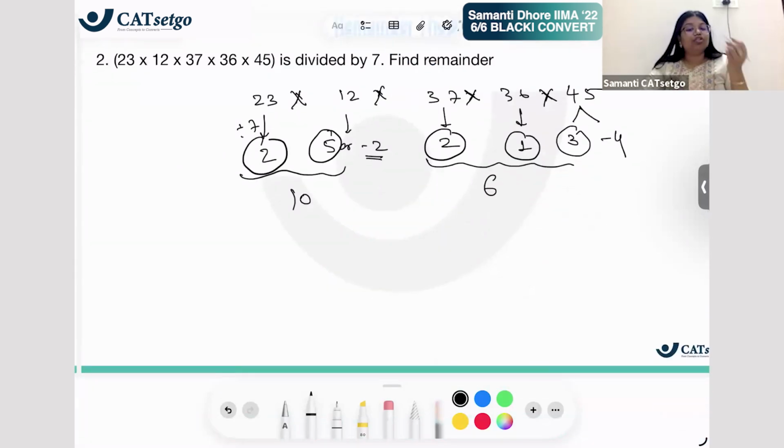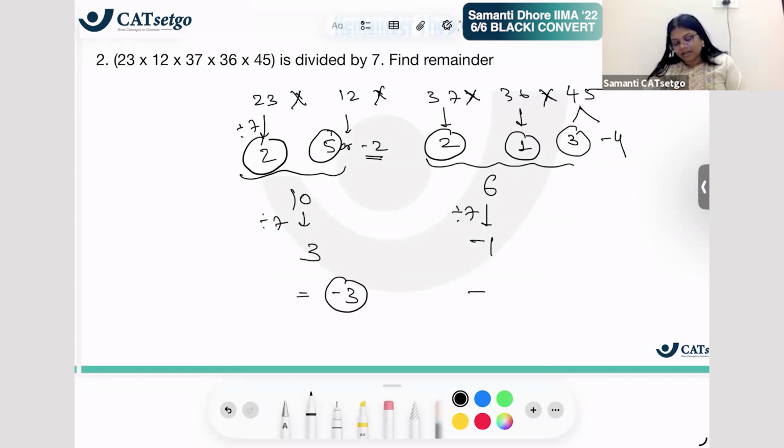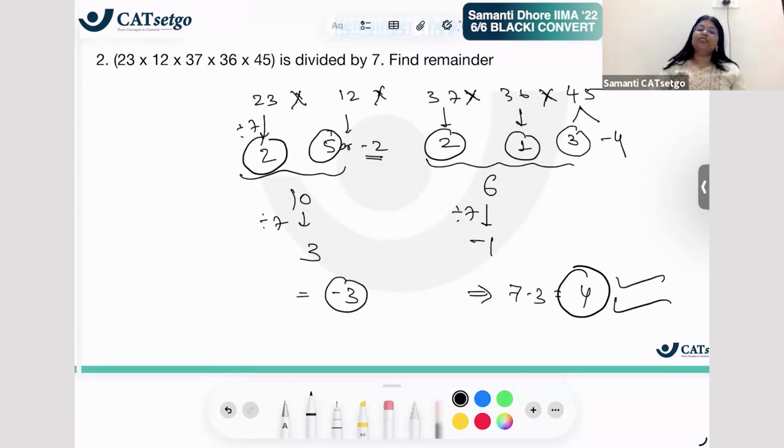So the whole point is now 10 is also greater than 7, so I'm going to divide this also by 7. Here I got 3. Here I'll keep it as 6. I can keep it as 6 also, or I can make it -1. Divided by 7, my answer right now is -3. -3 means 7 - 3, we have to find the positive number, which is 4. So what is the end remainder? The remainder is 4. When you divide the given multiplication by 7, my remainder is 4.